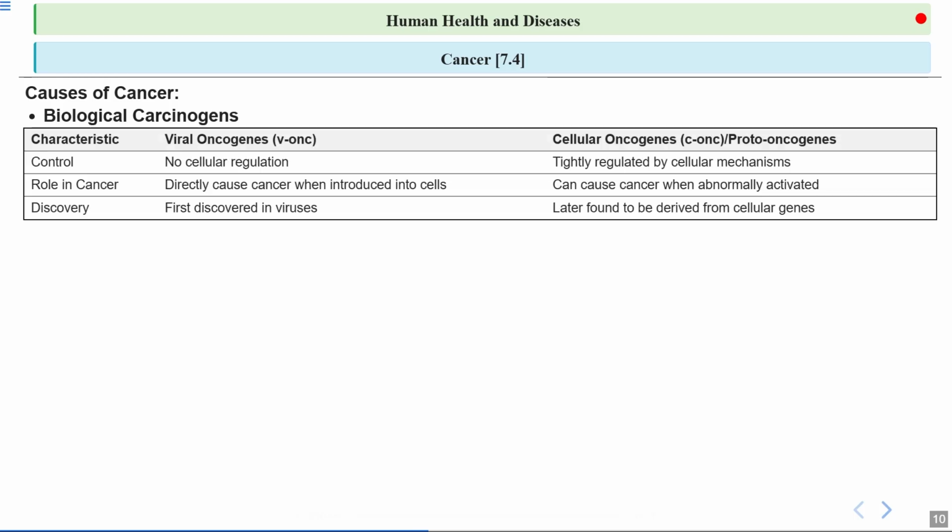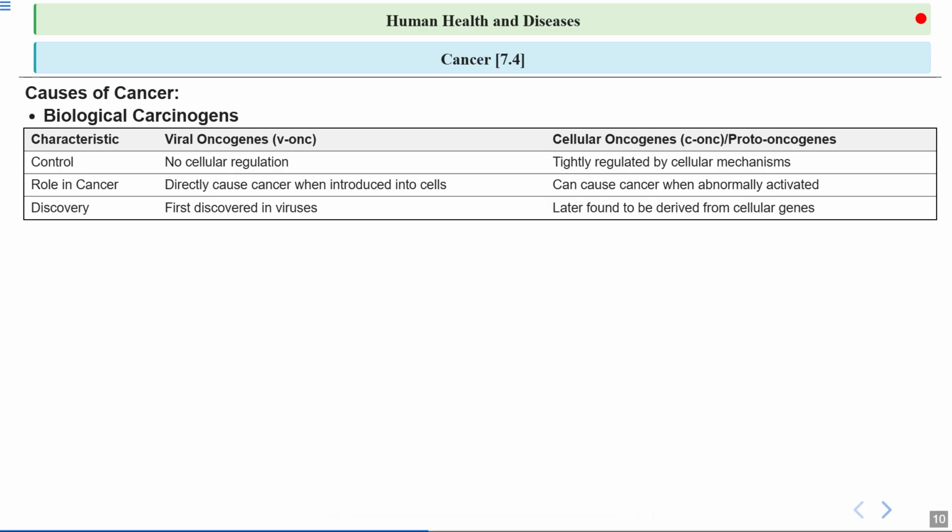Now some more differences. If we talk about viral oncogenes, they have no cellular regulation, and in the case of cellular oncogenes, they are tightly regulated by cellular mechanisms. Now, these viral oncogenes can directly cause cancer without being introduced into cells, and the cellular oncogenes can cause cancer when abnormally activated. Now, discovery: they were first discovered in viruses, and these cellular oncogenes or proto-oncogenes were later found to be derived from the cellular genes.